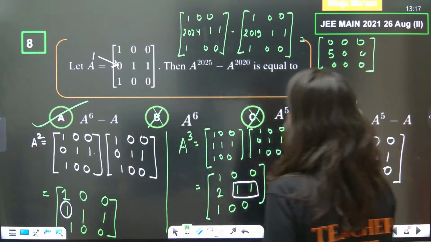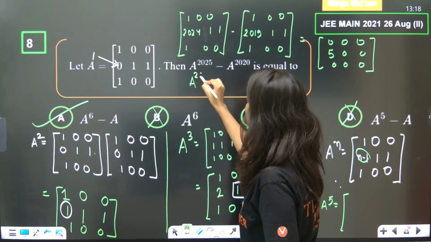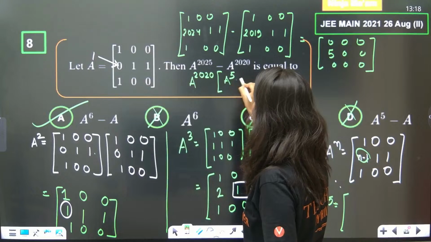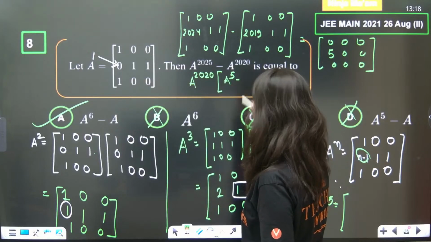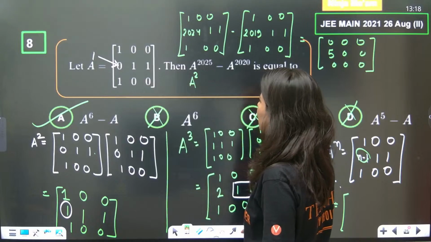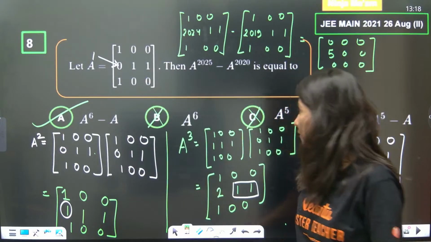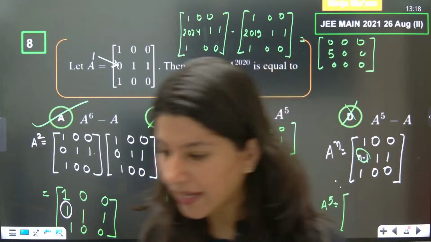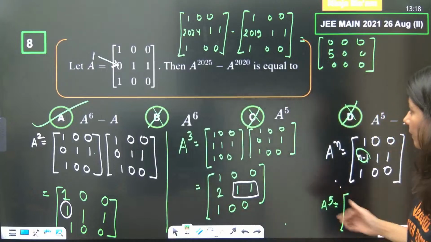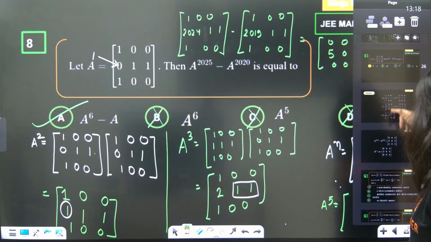Yes, you can take a power 20 as common. Yes, that also can be done. A power 20 if you take common, it will be a power 5 minus I. But even if you take common, you have to perform the operations only, na. So just whatever helps in getting the answer, you can do that. Okay. I think this was easier for me.